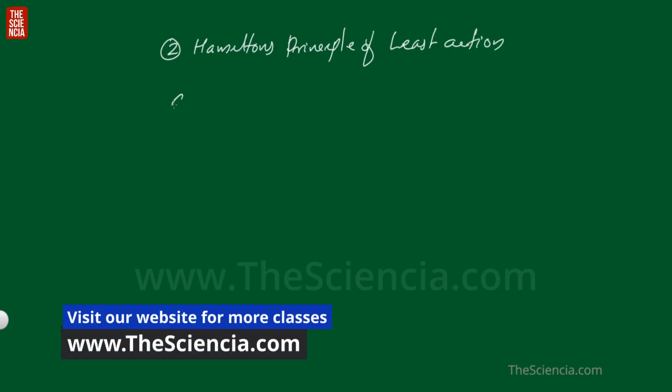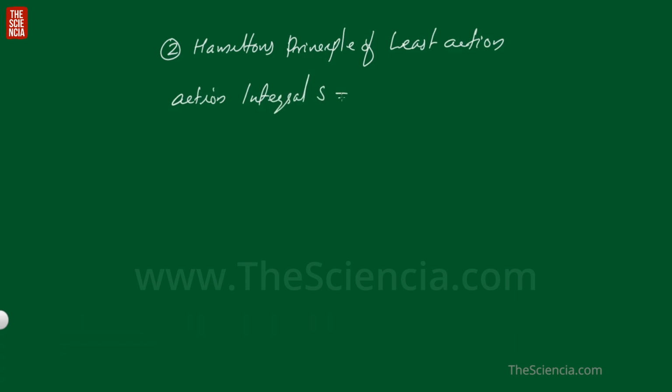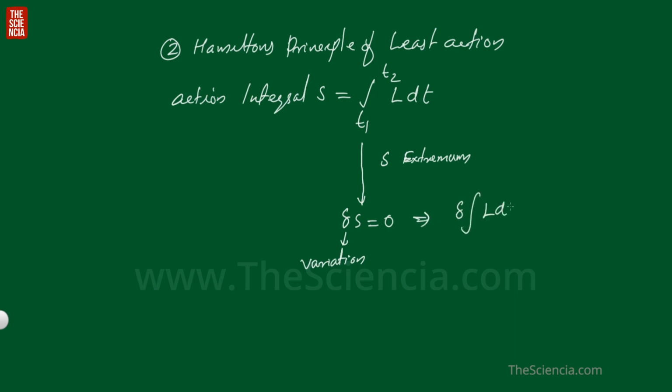Here we are introducing the action integral S, that is equal to the integral from t1 to t2 of L dt, where L is the Lagrangian. And in a dynamical system, S should be an extremum, meaning delta S equal to 0. That is, delta is the variation. The variation of the action integral will be equal to 0. We can rewrite this as delta of the integral L dt from t1 to t2 equal to 0.